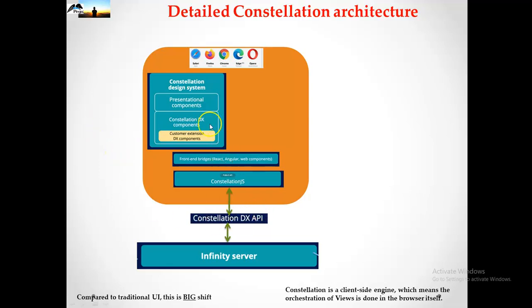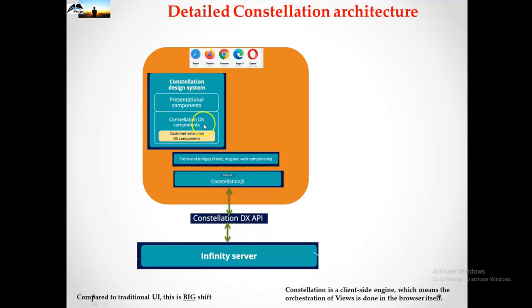Now if you can see all these parts, whenever any mouse click or any data interaction is happening, previously the loading of everything was done by the Pega server itself. Now it is clearly calling the Constellation DX API over here, which interacts with the Pega Infinity server. This is how all these Constellation actions take place.